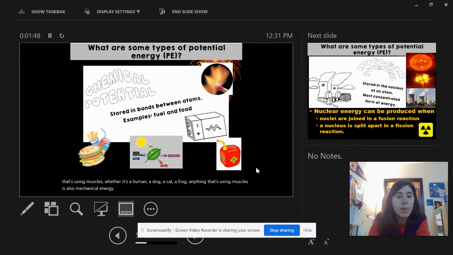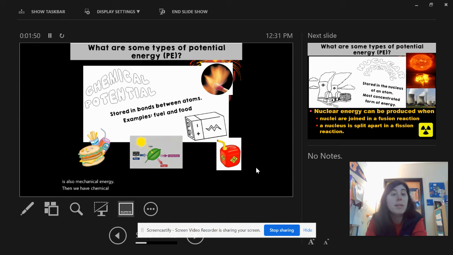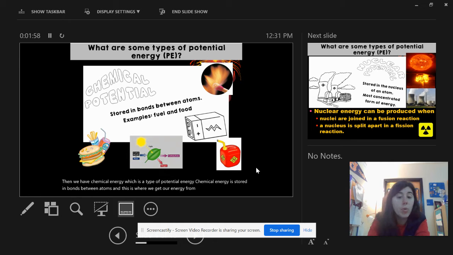Then we have chemical energy, which is a type of potential energy. Chemical energy is stored in bonds between atoms, and this is where we get our energy from food. So, food or fuel or plants all have this chemical potential energy that's stored in the bonds between these atoms.